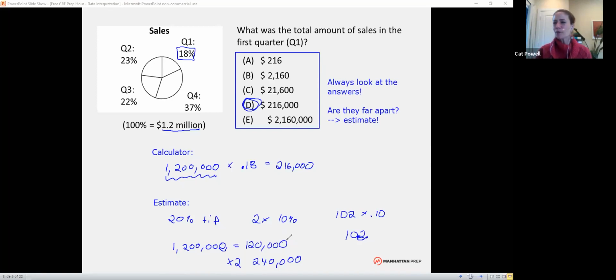Why might we want to avoid using the calculator on the GRE? Anyone who's maybe taken a practice test or an official test, why is it good to not rely on the calculator if we don't have to?